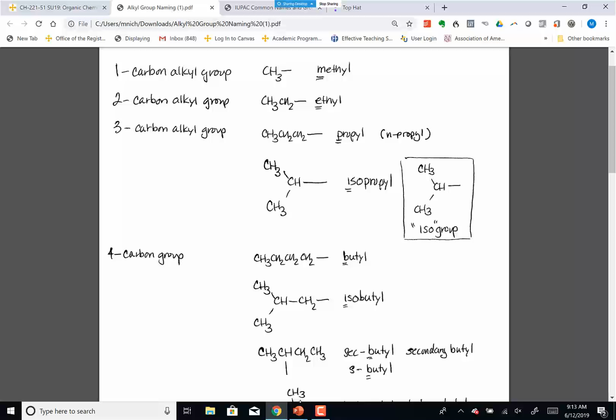Then isopropyl, and if we want to talk about the system that people used for this, there is a system to the common names. First of all, the total number of carbons tells you whether it's propyl or butyl or pentyl. This CH3 CH CH3 group, whenever you see that in a group, that's what we call the iso group. Now, this isn't IUPAC. This is just a common name. They put a system to it. So whenever you see that, it's going to be iso.